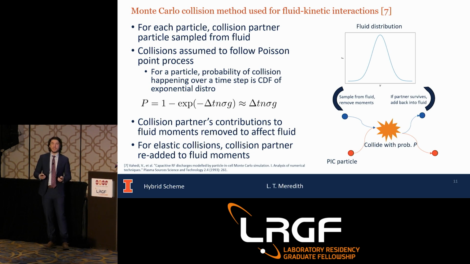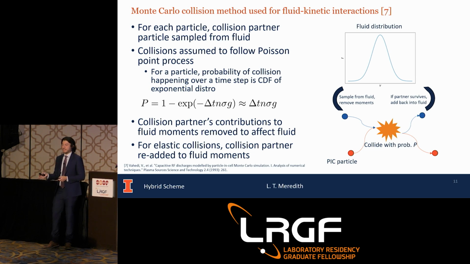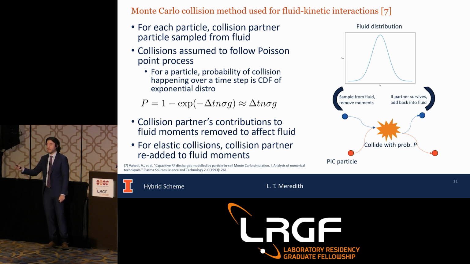The way we do this pretty simply is that when we draw a collision partner, we remove its contributions to the fluid moments from the fluid. Then after the collision, if that collision partner survives, so if it's not a chemical reaction and doesn't transmute to something else, if it's an elastic collision for example, then we add its contributions to the fluid moments after the collision back into the fluid. Essentially, that moves some of the representation in the distribution from one region of phase space to another. And that's exactly what the Boltzmann collision operator, for example, encodes. So this gets the effects of the collision on the fluid exactly right.